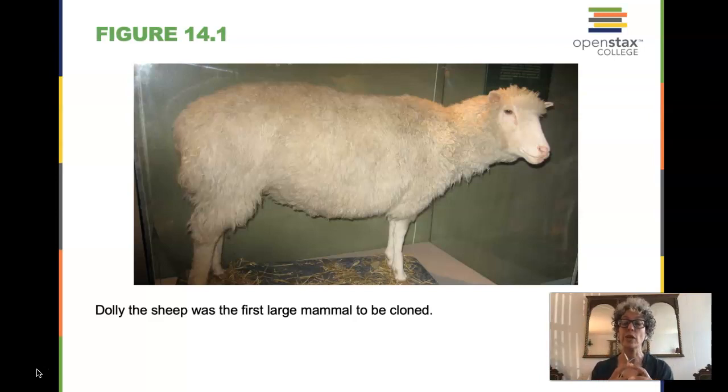Because when an egg gets fertilized, a haploid egg receives the genetic material from a haploid sperm, and that first cell, the zygote, is the first diploid cell. So an egg cell that received a diploid nucleus was tricked into thinking it had been fertilized, and then that egg cell began to undergo mitosis, and that was implanted into another sheep's uterus and grew into the lamb that became Dolly.